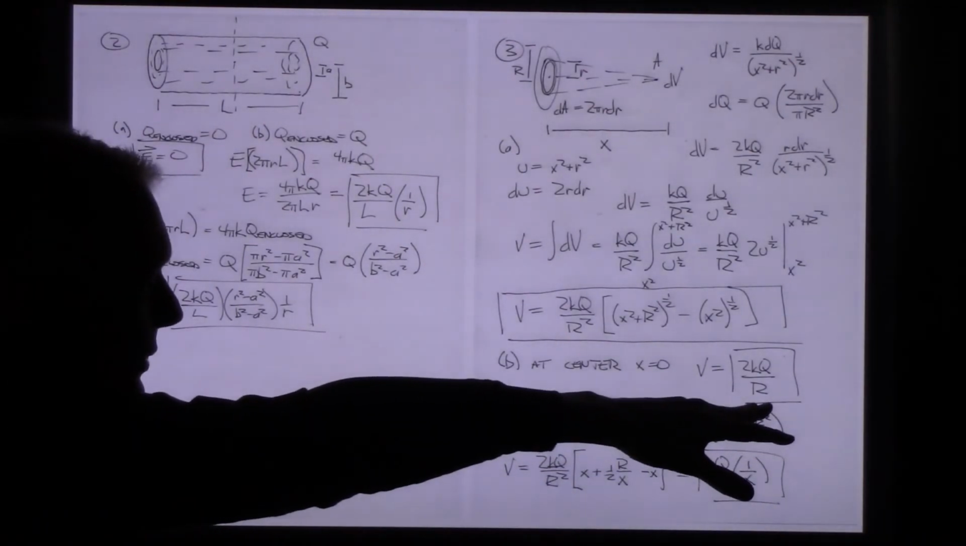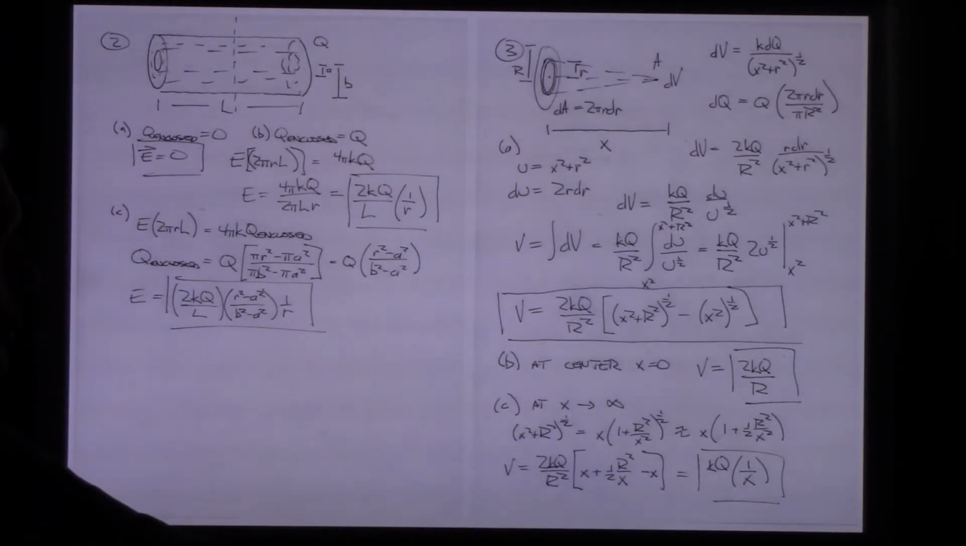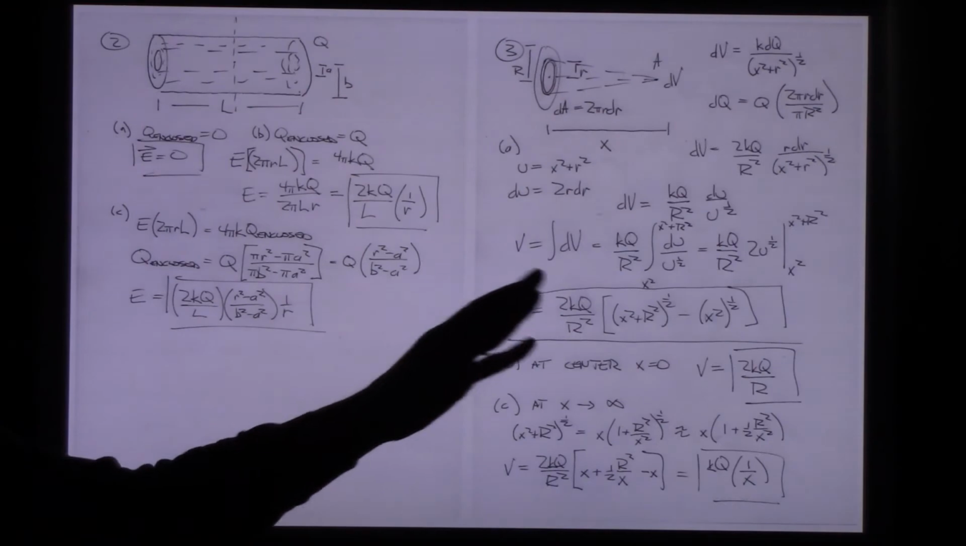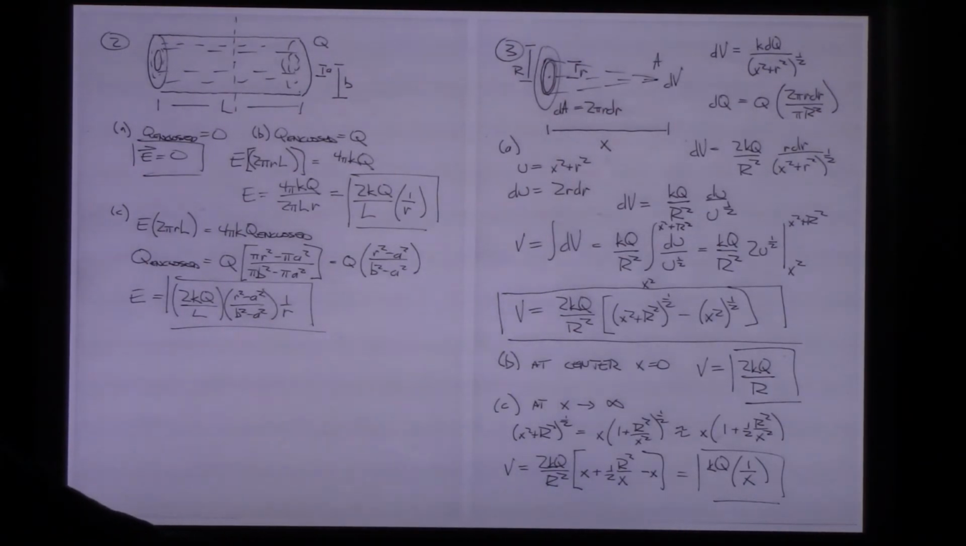But that's kind of interesting. You get something with just a factor of 2 from some of the formulas we've seen for spherical shapes. This is a different shape. We would expect it to be a different formula.